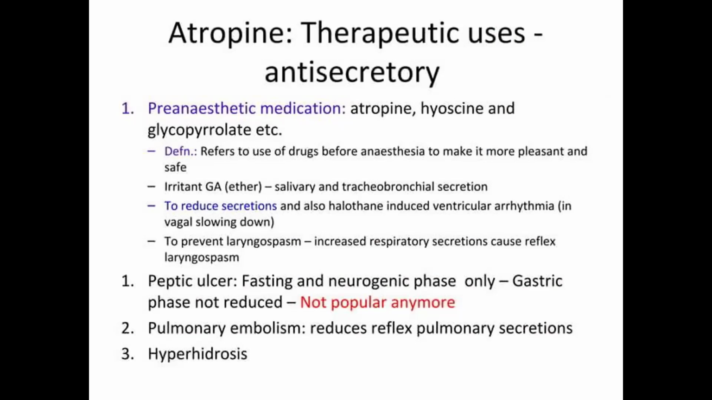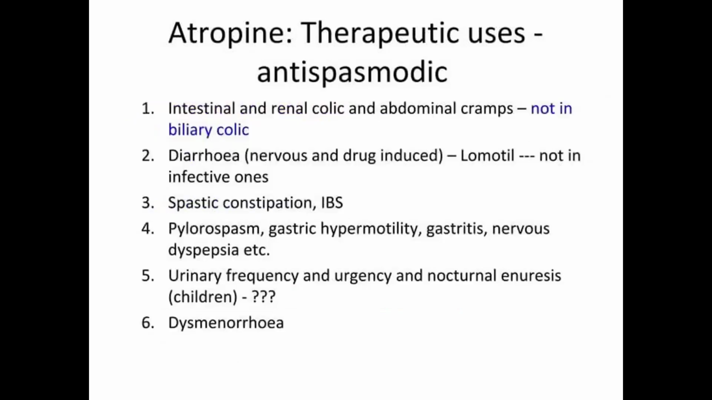It is also used in halothane-induced ventricular arrhythmia with vagal slowing. It also prevents laryngospasm. These respiratory secretions cause laryngospasm, so when we decrease them, we prevent the laryngospasm. It is also used in peptic ulcer disease, in pulmonary embolism, and in hyperhidrosis, a condition where there is increased sweat production, only when you have ruled out other causes.